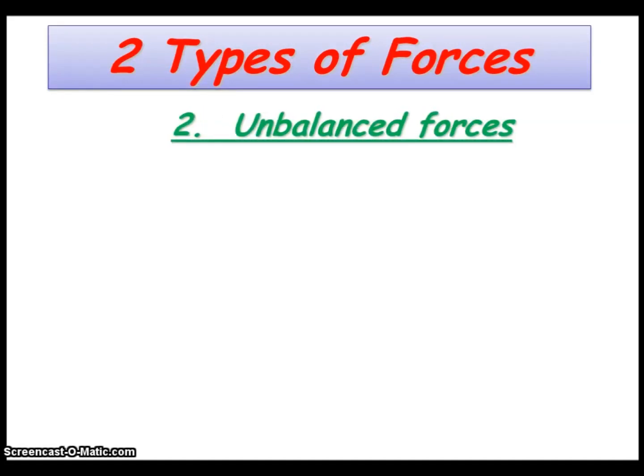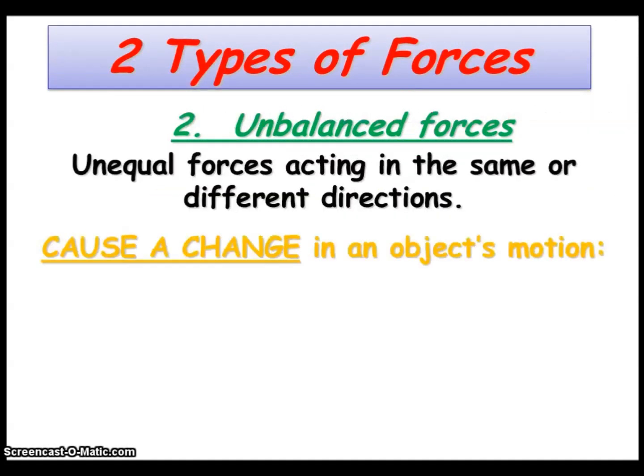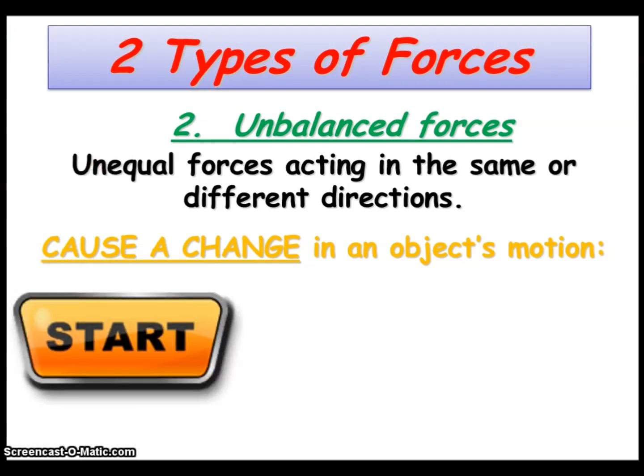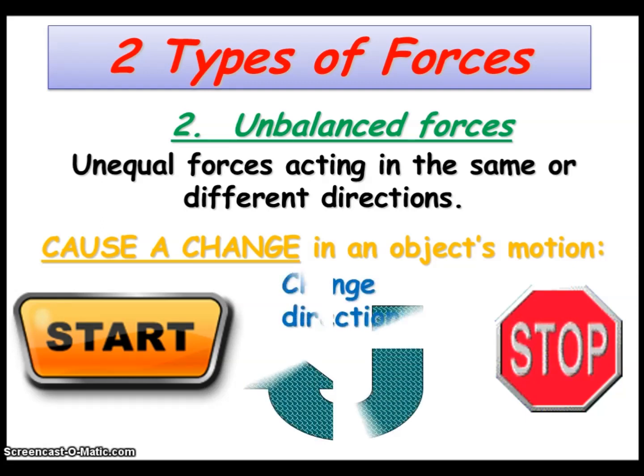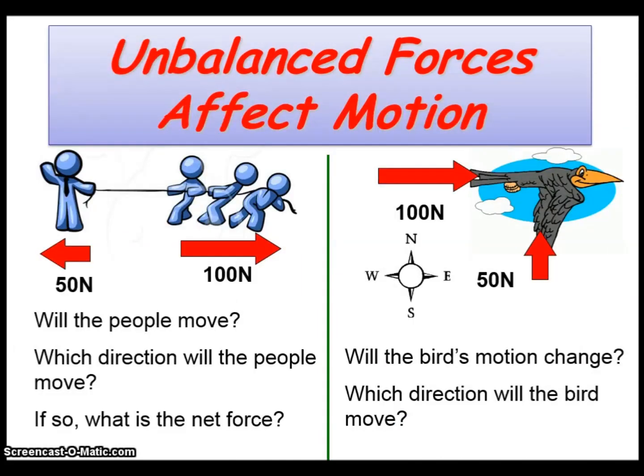The second type of force is an unbalanced force. Unequal forces acting in the same or different directions which do cause a change in an object's motion. For example, going off from a starting line is going to cause a change in motion. Stopping also changes the motion. And turning or changing direction will also create an unbalanced force. Unbalanced forces do affect the motion of the object.